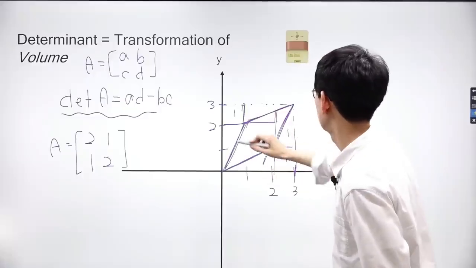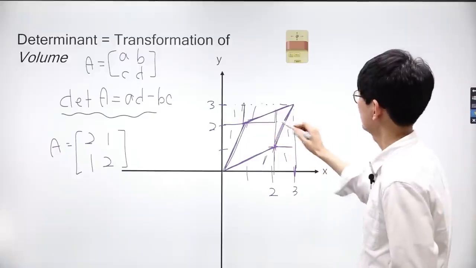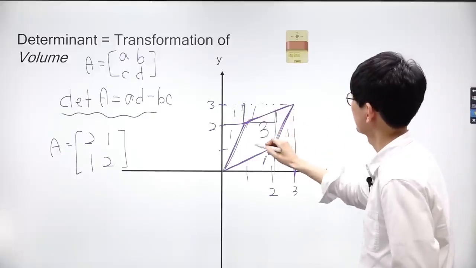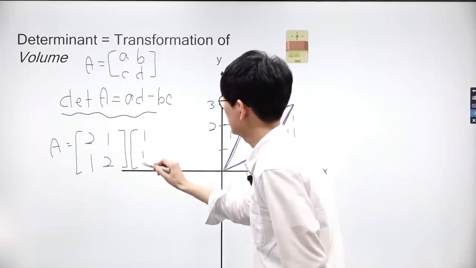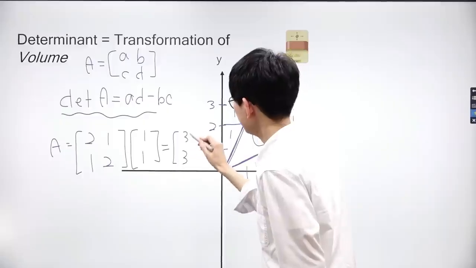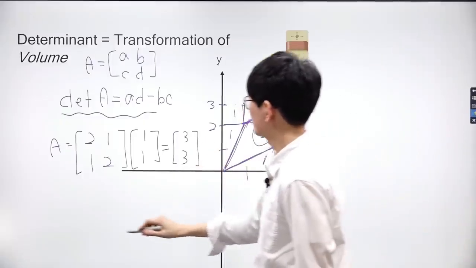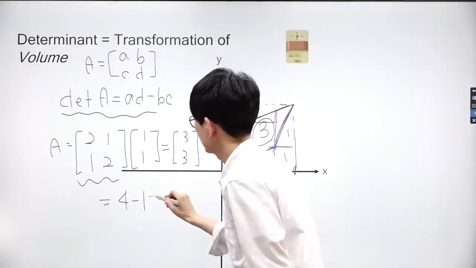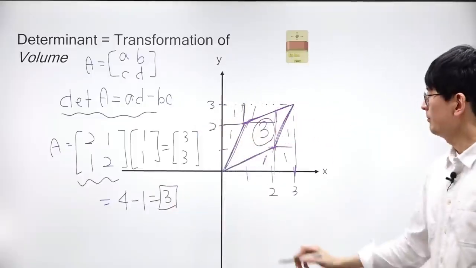Considering that the area of the square containing the parallelogram is 9 and the area of the space not covered by the parallelogram is 6, we find that the area of the parallelogram is 3. As the coordinates in the transformed coordinate space are 1, 1 and in the original coordinate space are 3, 3, this illustrates what the matrix vector multiplication looks like. Using the formula above, we can calculate the determinant of matrix A, which is 4 minus 1 equals 3.